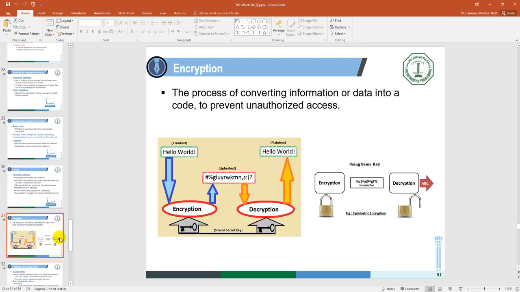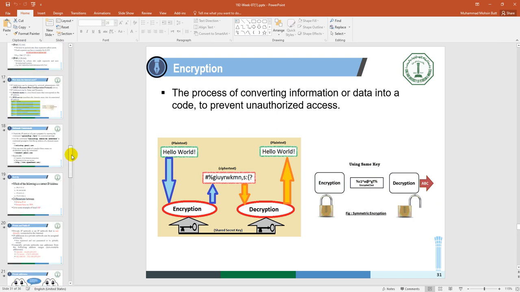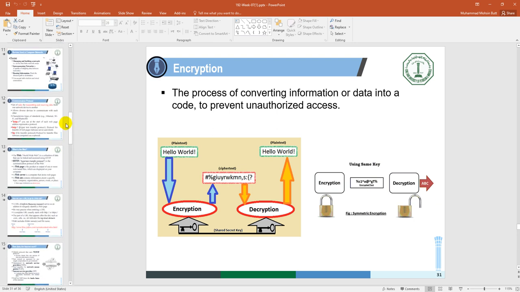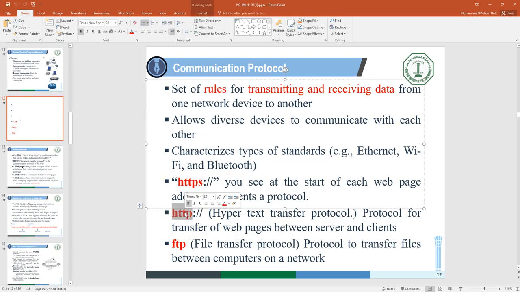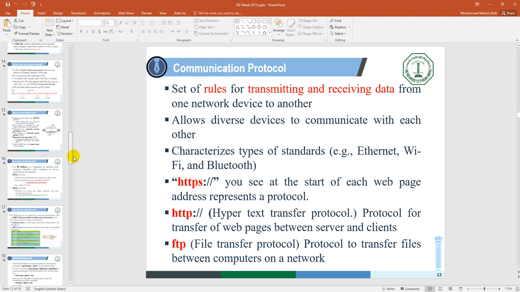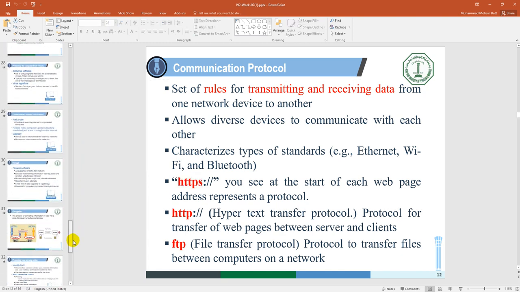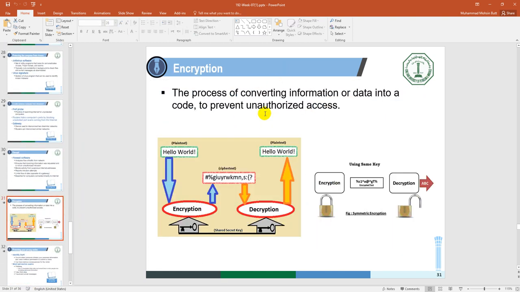Next we have what we call a very basic introduction to encryption. Remember, I told you in the protocol section that we have two types of protocols to transfer web pages. That was HTTP and HTTPS. HTTPS is a secure version of HTTP. How is it secure? It uses what we call an encryption technique.